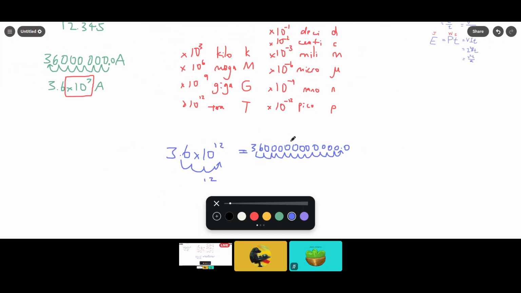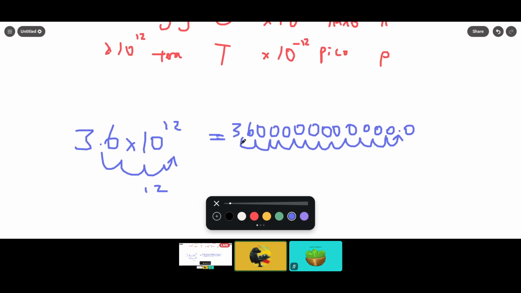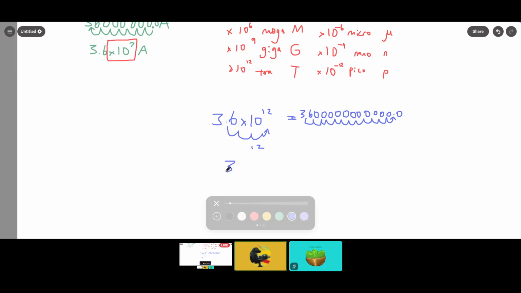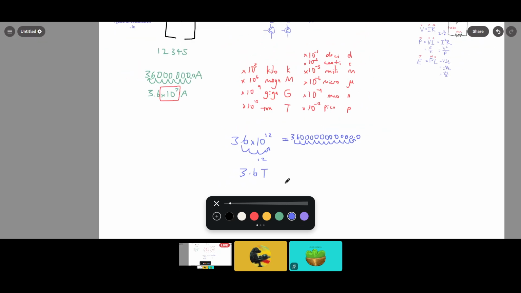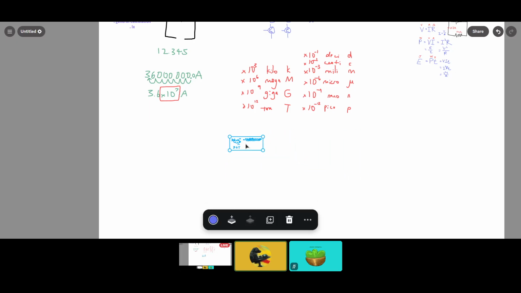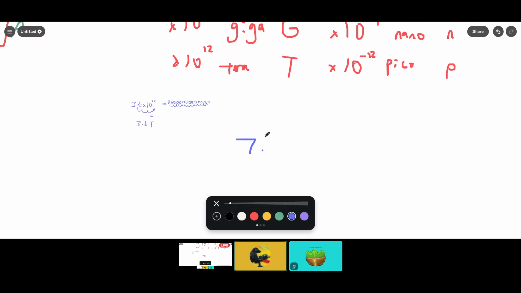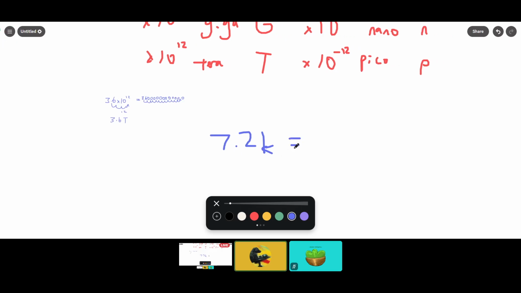So this is 3.6 tera. Actually, this is 3.6 T. So basically you have to convert the T to times 10 to the power of 12, then do this to get it back to normal form. So let me give you a question now. Convert this into normal form. You can pause the video now.